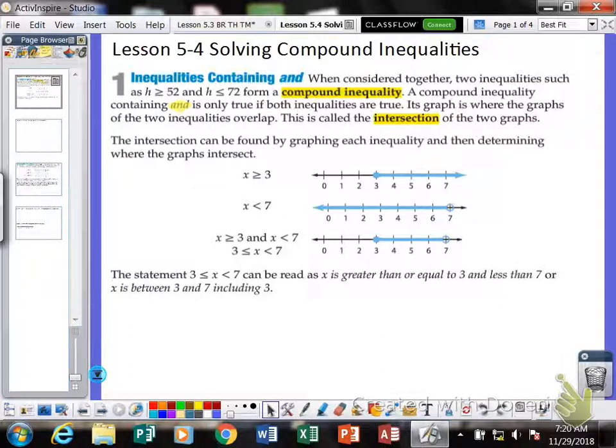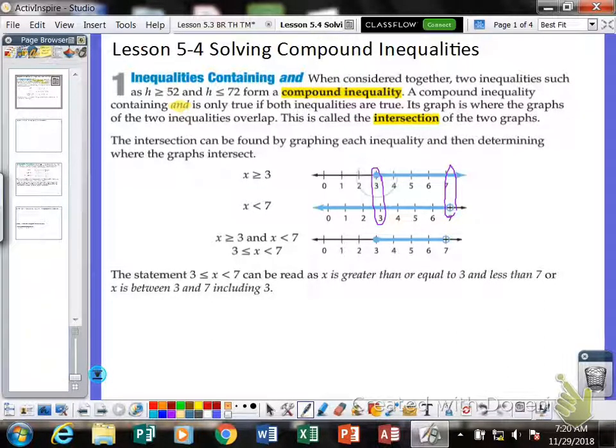The intersection can be found by graphing each inequality and then determining where the graphs intersect. So if I have a number that is greater than or equal to 3, I would graph it. It would look like the first graph. And then x is less than 7, and I would graph it. Then, because I have the two graphs, I would look and see where they overlap. They're kind of not lined up, but you see that from 3 to 7 is where the overlap is.